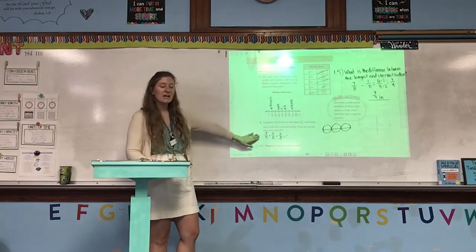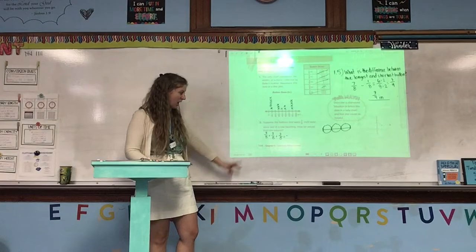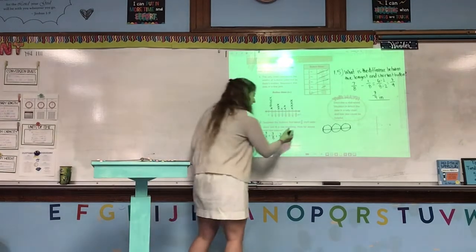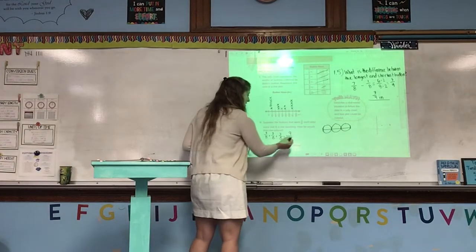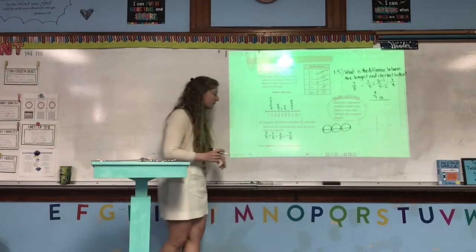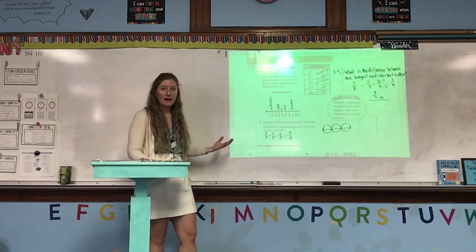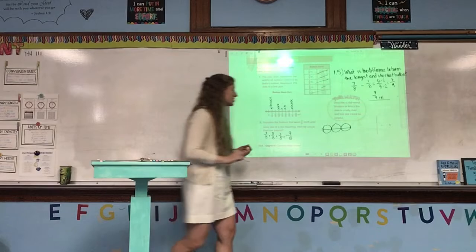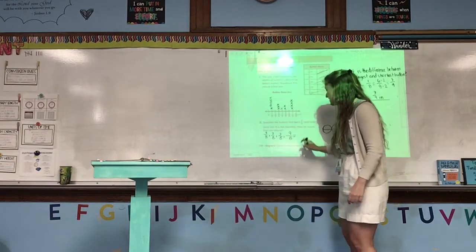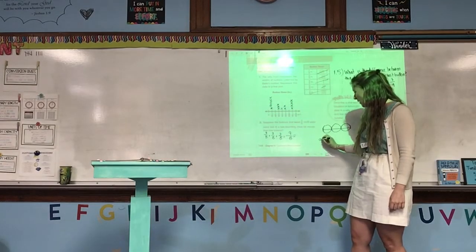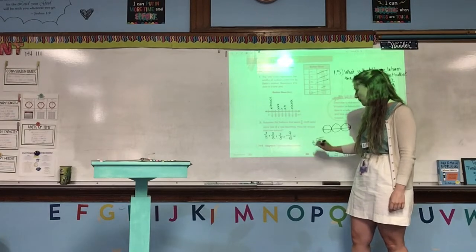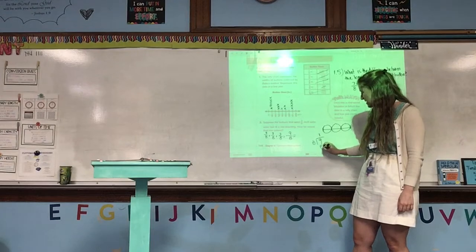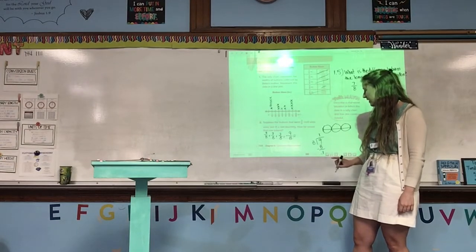Even though we have 3 add-ins, we're still going to solve it the same way. We're going to add the numerators. 3 plus 3 is 6, plus 3 is 9. Our denominator stays the same. We don't have to simplify, but we have an improper fraction, so we do have to turn it into a mixed number. So we're going to go to the side. We're going to divide 9 by 8. 8 goes into 9 once. 1 times 8 is 8. 9 minus 8 is 1.